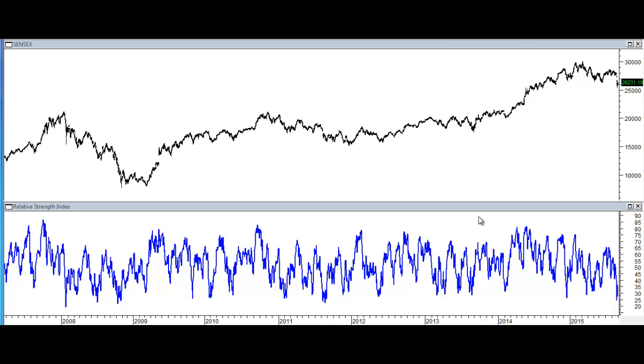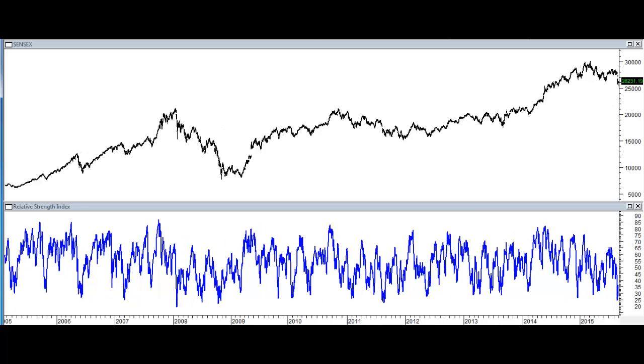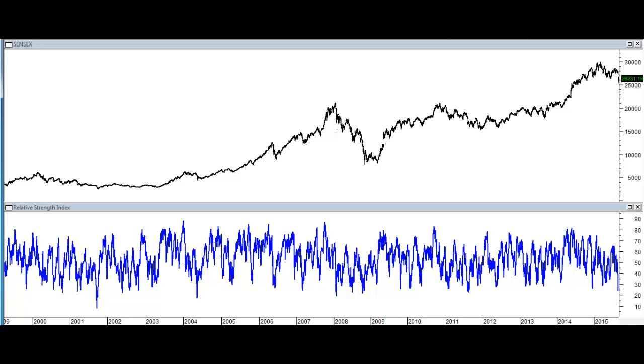Today we'll see the correlation between RSI and Sensex. What we have seen in the last few or many years is that whenever RSI reaches the zone between 30 to 20, it forms long-term to medium-term bottoms in that particular zone.